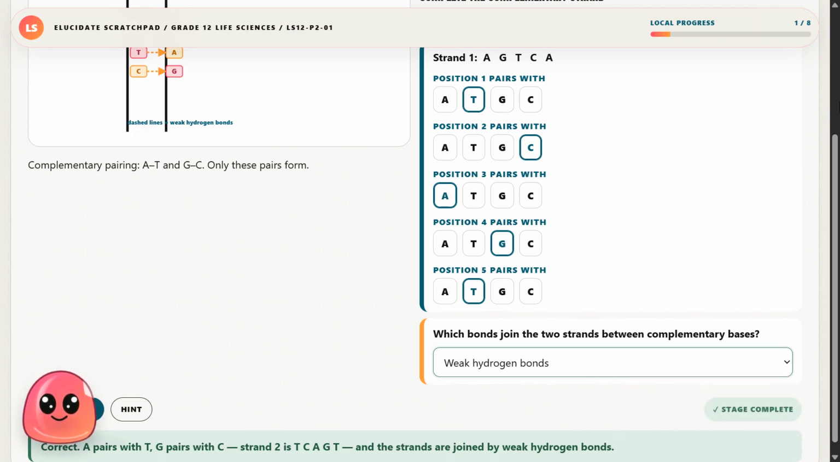The answer, the complementary strand is T, C, A, G, T. A pairs with T, G with C, T with A, C with G, A with T. And the strands are joined by weak hydrogen bonds. All 5 positions and the bond question are now correct.